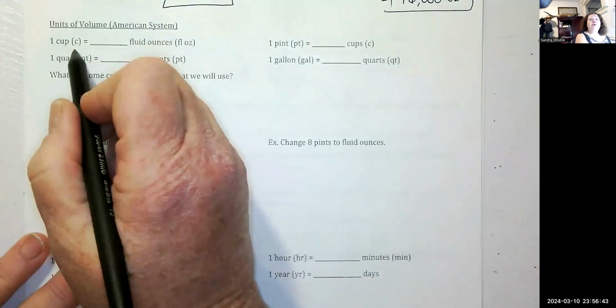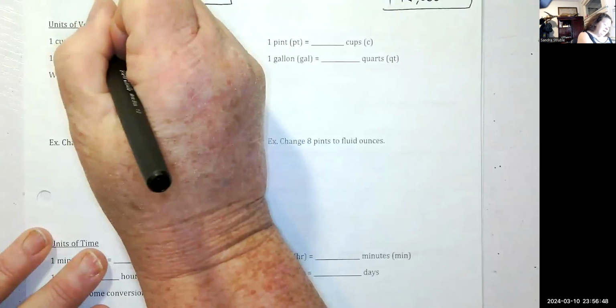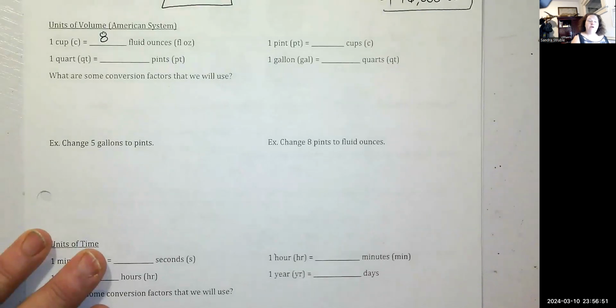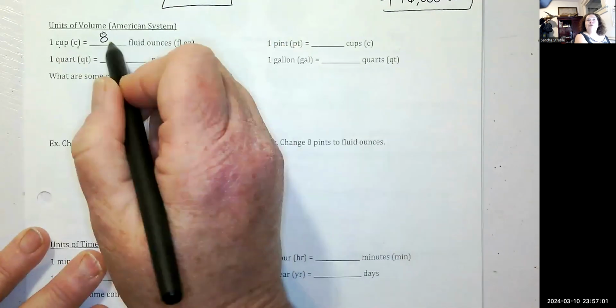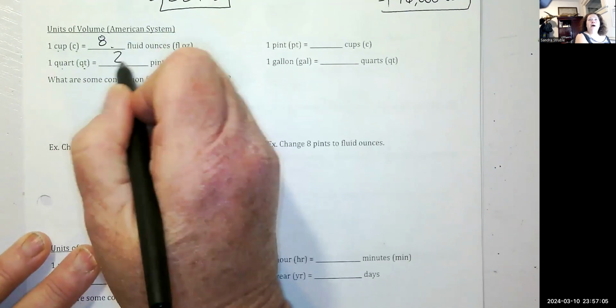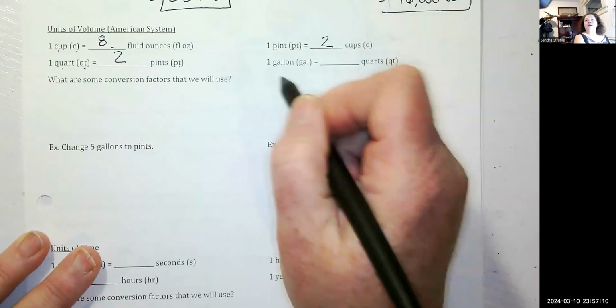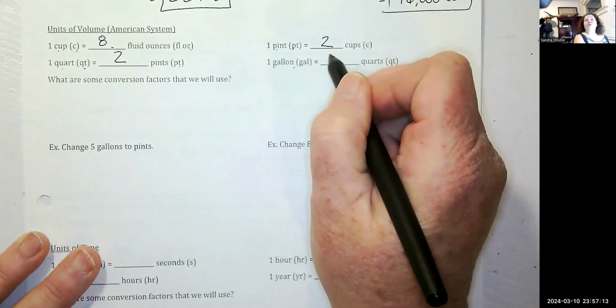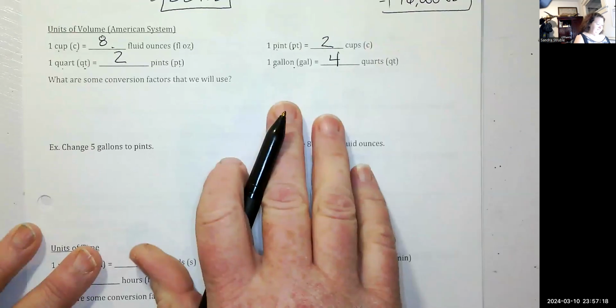So 1 cup is equal to 8 fluid ounces. These are not the same thing as the ounces we used before. This is fluid ounces, and it's measured differently. So 1 cup is, notice C is for cup, FLOZ is for fluid ounces. Quart would be QT. 1 quart is equal to 2 pints. Pint is PT. 1 pint is equal to 2 cups, and 1 gallon is equal to, I think it's 4 quarts. Yeah, 4 quarts.